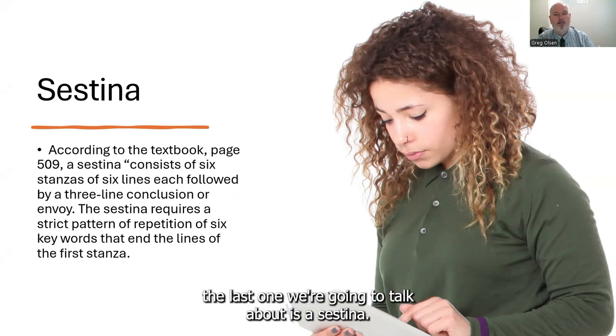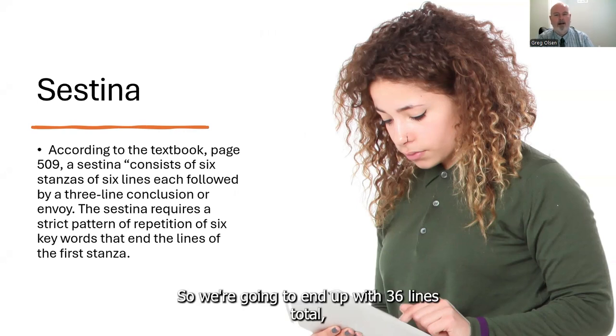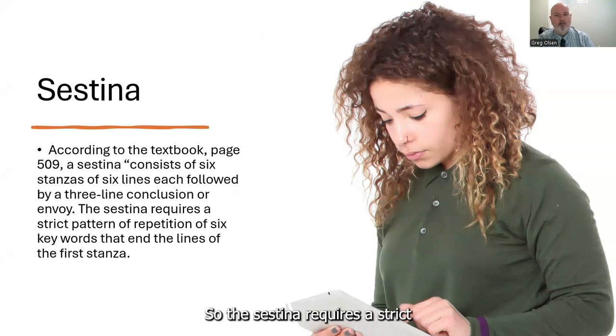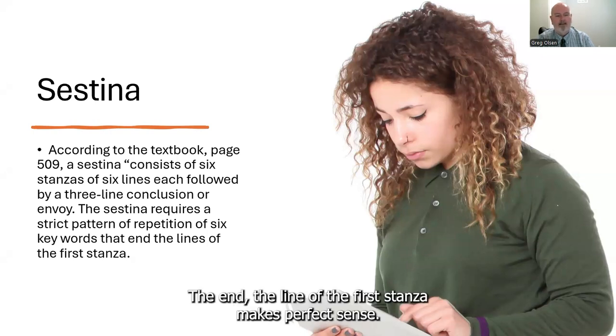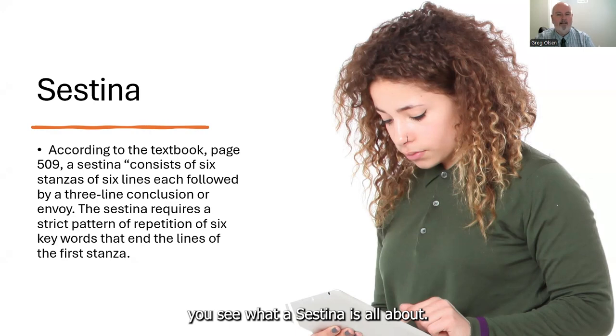The last one we're going to talk about is a sestina. A sestina has six stanzas of six lines, so we're going to end up with 36 lines total, each followed by a three-line conclusion or envoi. The sestina requires a strict pattern of repetition of six key words that end the lines of the first stanza. Makes perfect sense? Let's actually look at one and maybe that'll help you see what a sestina is all about.